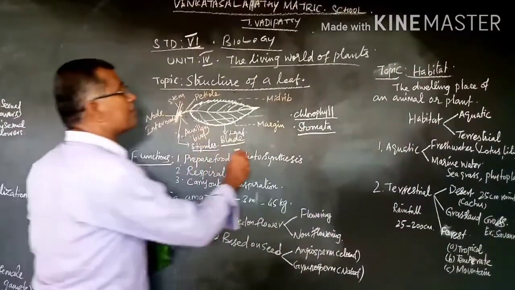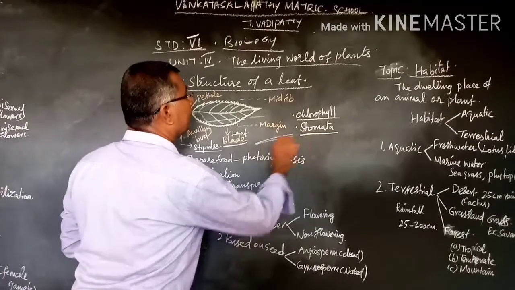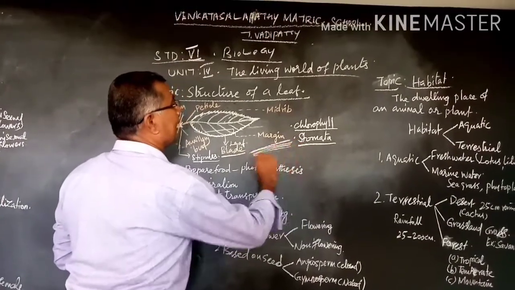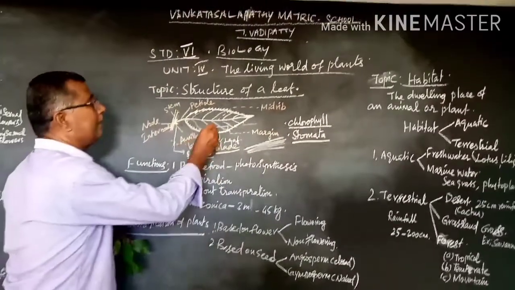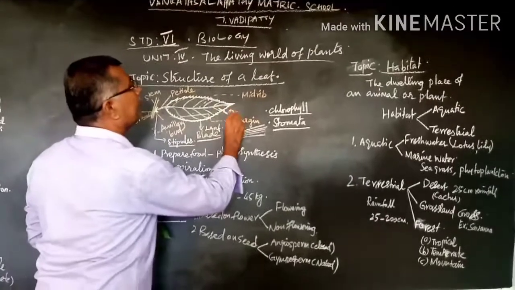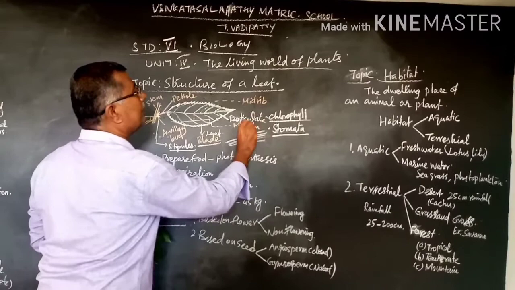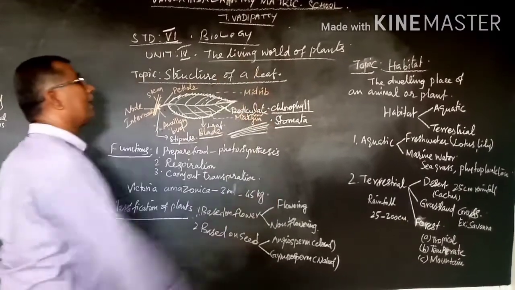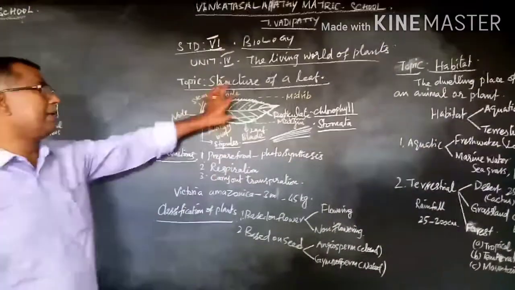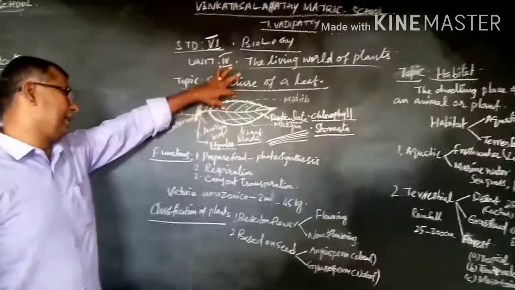In monocot leaves, for example the coconut leaf, the venation is parallel. But here the venation is reticulate venation, which in Tamil is called valai pinnal. That's why we call it reticulate venation.